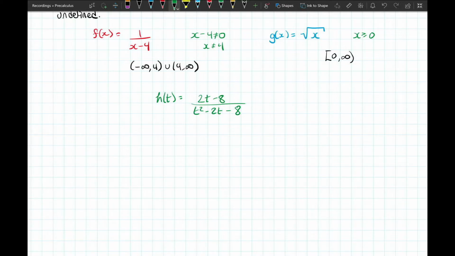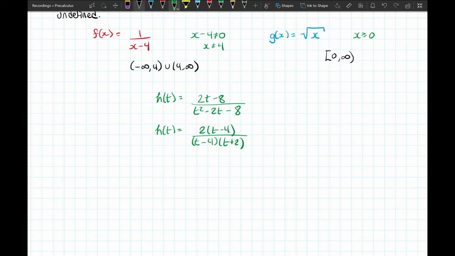So if we were to factor this, we could then rewrite our function h of t as being 2 times (t minus 4) over the factored denominator. And we see that if t is equal to 4, we simply get 0 in the numerator, and that's not a problem. But by factoring the denominator, we see that having t equal to 4 or t equal to negative 2 will end up with a division operation dividing by 0.